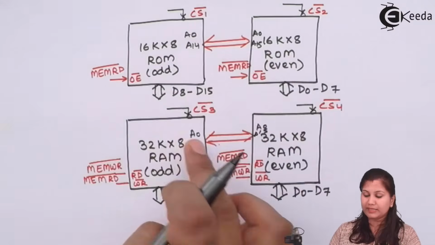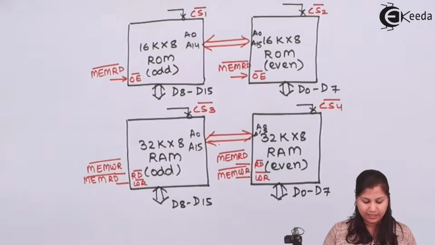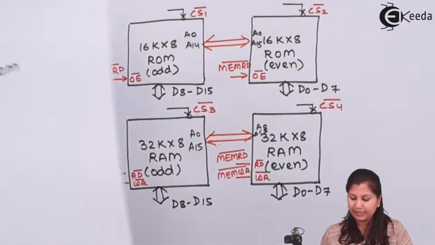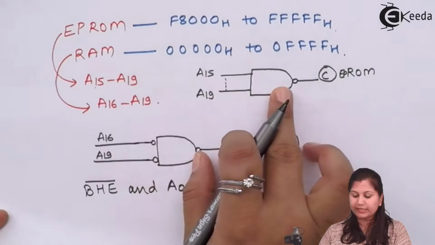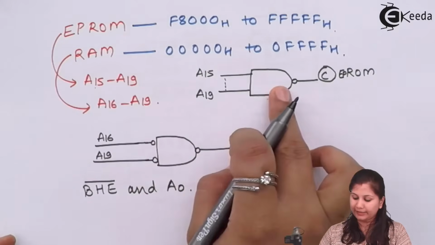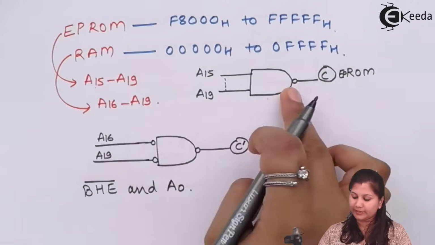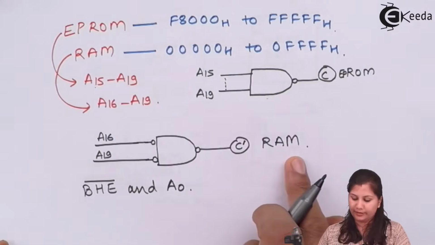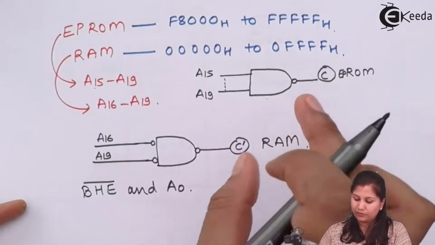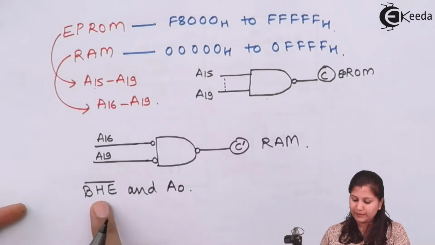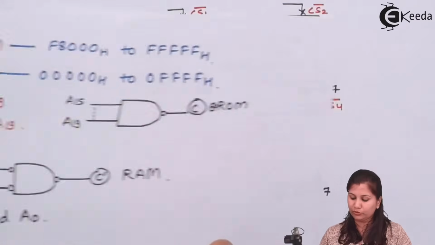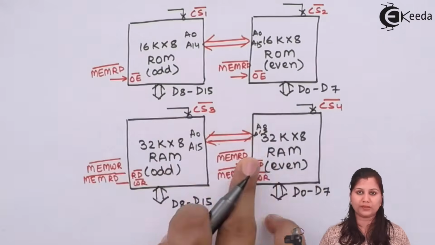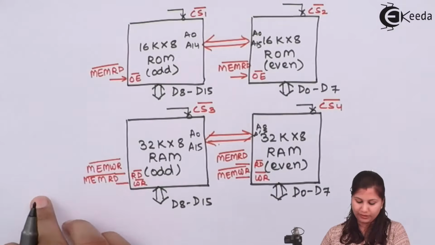Now let's see how these chip select signals are formed. We have used the address lines already here. Address lines are connected to the NAND gate and the negative NAND gate. This is for the ROM and this is for RAM. Now these chip select signals plus the BHE and A0 will be used to form these 4 chip select signals. Let's see how we can use them.